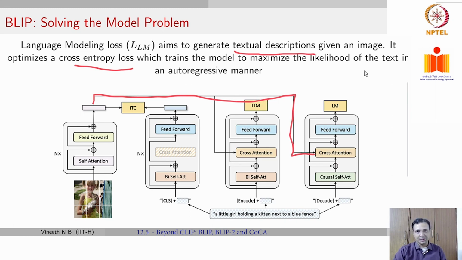manner, which means it predicts the first word, then given the first word, it predicts the second word, and so on and so forth until the end of sentence token. So those are the different modules that BLIP puts together.